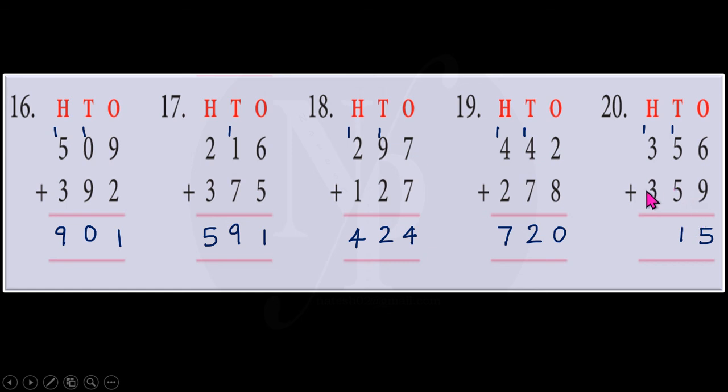Now we add the digits in hundreds column. 3 plus 3 is 6. 6 plus 1 is 7, which represents 7 hundreds. So I write 7 in hundreds column. Therefore, 715 is the sum of 356 and 359.